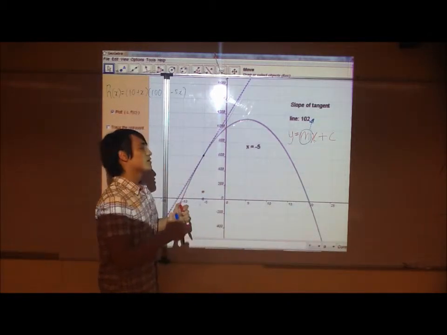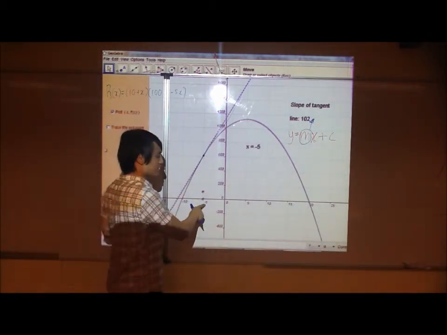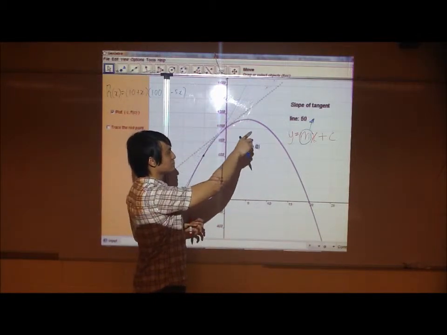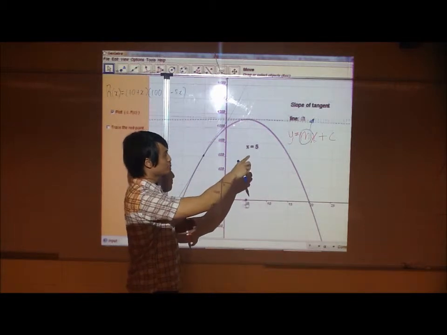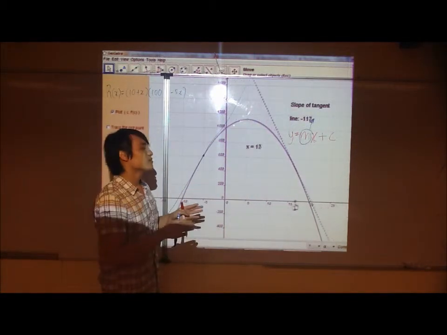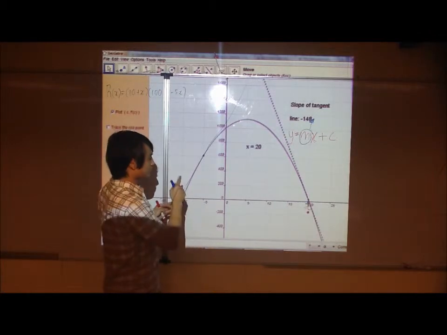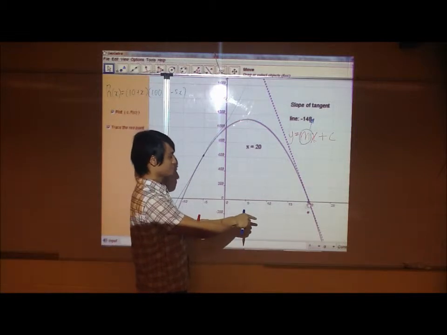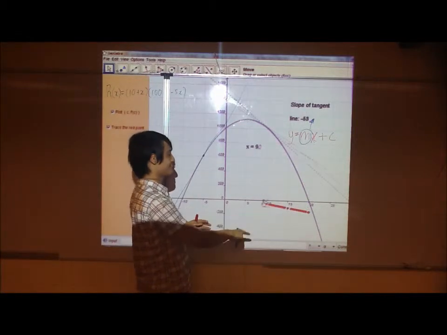Okay, now, observe as x increases, you'll notice that the slope of the tangent decreases at a constant rate. This decrease at a constant rate can be represented by this line. Okay, we'll now draw the line for you. Look at that. Wow.